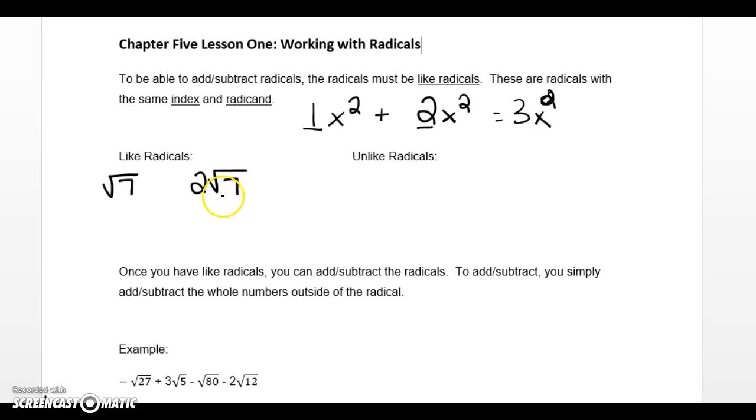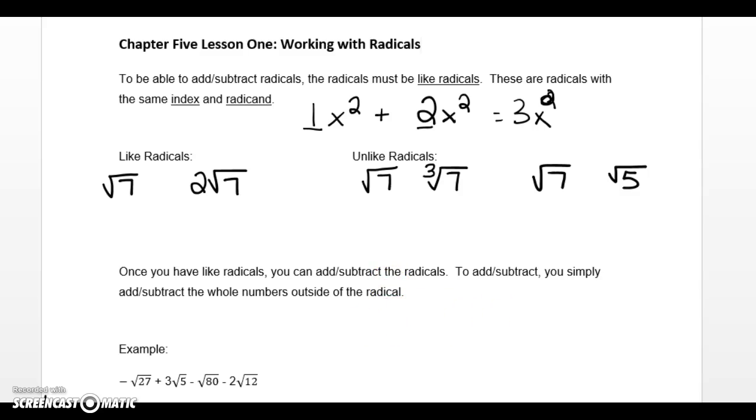An example of unlike radicals would be the square root of 7 and the cube root of 7. These are not like terms because they do not have the same index. Here we have an index of 2, and here an index of 3. Even though they have the same radicand, they do not have the same index, making them unlike terms. Another example: the square root of 7 and the square root of 5. Although they have the same index, they do not have the same radicand, which makes them unlike terms.